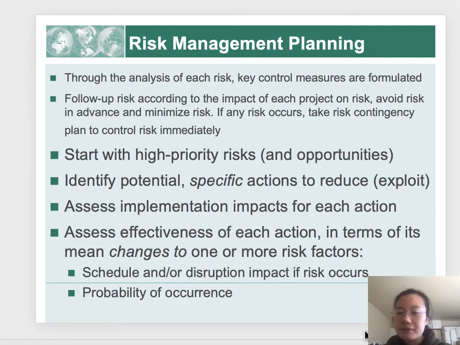Start with high priority risks. Identify potential specific actions to reduce them. Assess implementation impacts for each action. Assess the effectiveness of each action in terms of its mean changes to one or more risk factors.